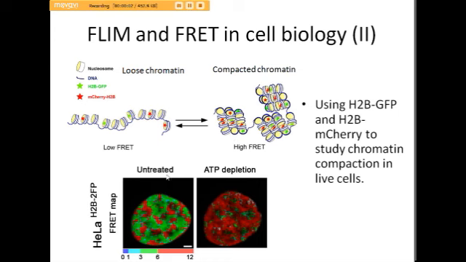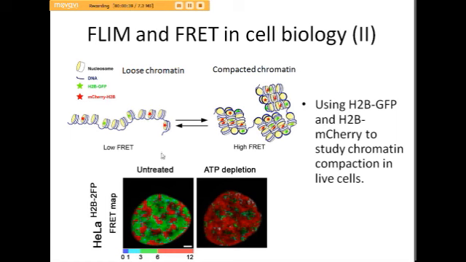So here is the experiment. Here is the nucleus under ATP sufficiency condition, and here is the nucleus under ATP depletion condition. We know that within the nucleus there is chromatin. The color code shows the FRET efficiency. Here we can see that it is mainly green. Green indicates a low FRET efficiency, which means GFP and mCherry have less FRET in this condition.